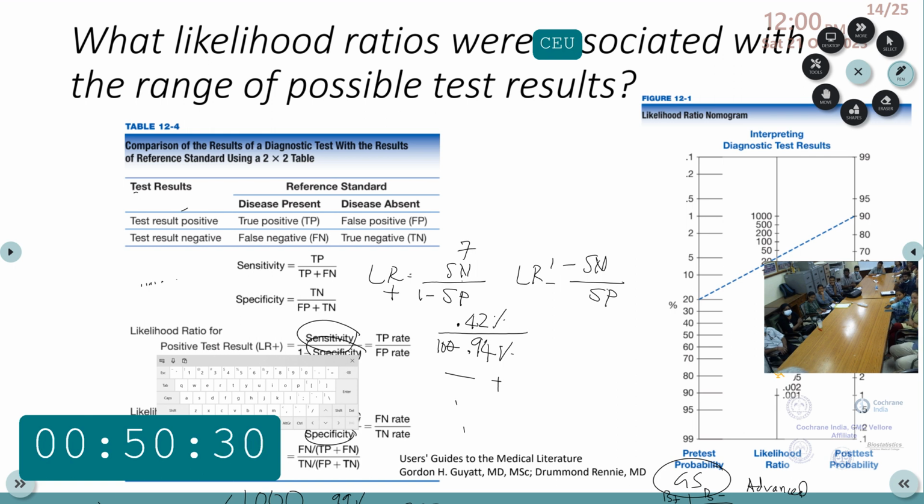Negative likelihood ratio, again 100 minus 42 divided by 94. Anybody else likes maths? 58 by 94, roughly about 40%, 0.4. 0.6. So now we'll have to see what is the use of having calculated this 7 and 0.61.